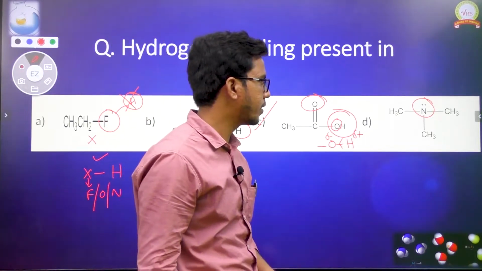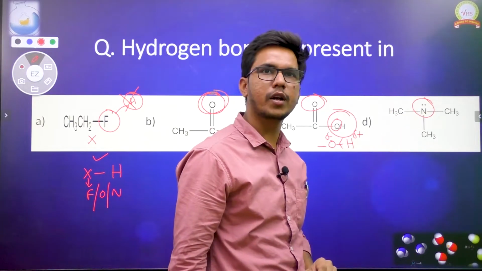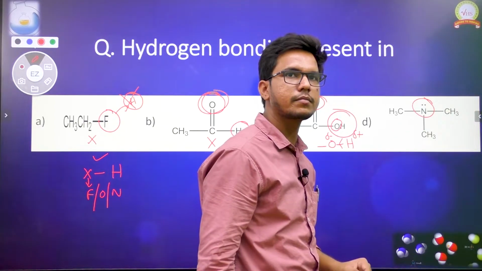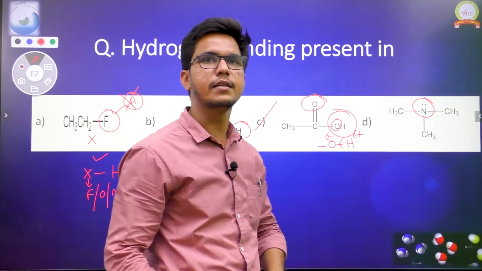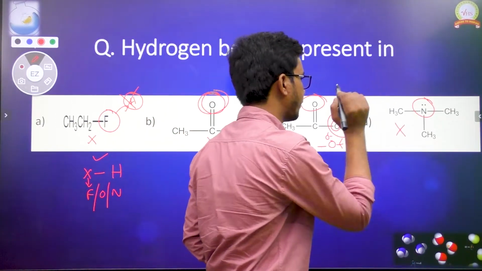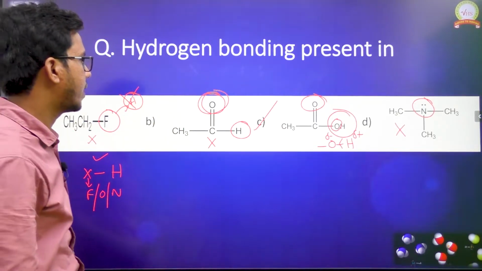And what about the last one? We have nitrogen, a more electronegative atom, and we have hydrogens, not on the more electronegative atom, but connected to what? Carbons over there. But what is the condition? The hydrogen should be connected with a more electronegative atom. So this one also won't form hydrogen bonding. But what do we have here? The hydrogen bonding present in means what?